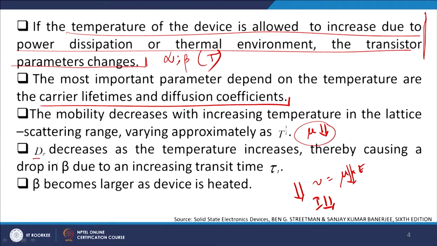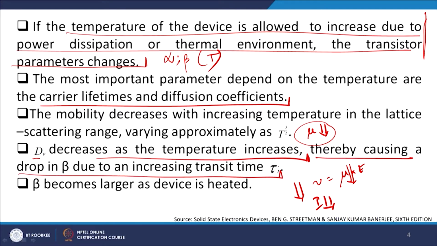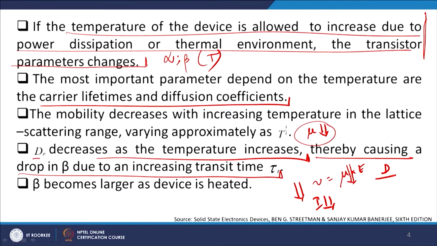The diffusion coefficients of holes and electrons also decrease as the temperature increases, thereby causing a drop in beta due to increasing transit time. I will make it clear what I mean by that. It means that as your temperature rises, the diffusion coefficients start to fall down. It primarily means that D by mu is constant, Einstein's relation. So, when D starts to drop down, mu also has to go down to keep this ratio constant. When mobility drops down, it increases the transit time, right. When it increases the transit time, the beta starts to reduce.